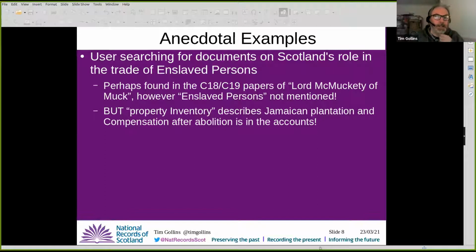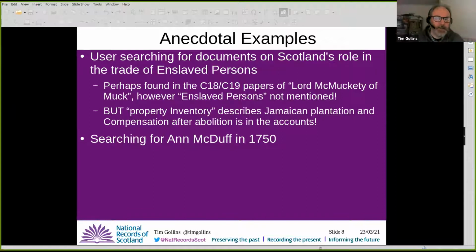However, there might be a property inventory inside these papers describing a Jamaican plantation and compensation after abolition that was paid to Lord Muckety of Muck or his ancestors. It might be mentioned in the accounts, and there might be lots of information there, but it wouldn't be described in the catalogue in respect of enslaved persons. So how would our user find this?